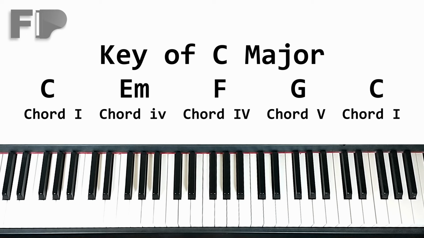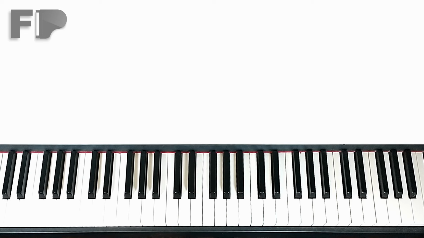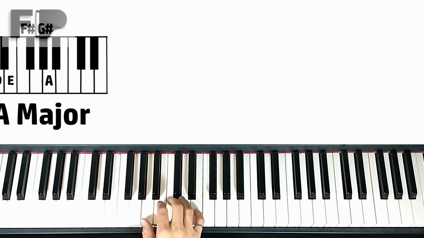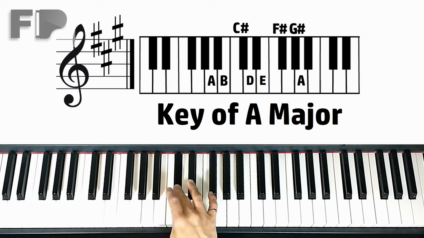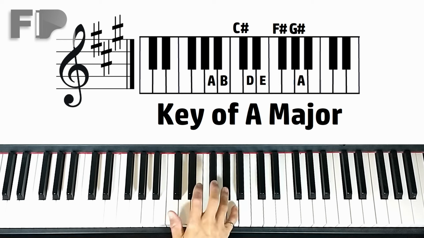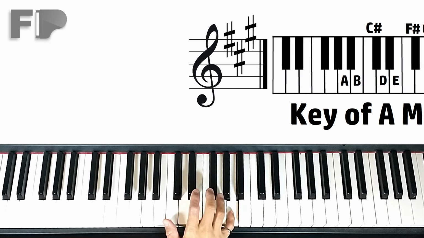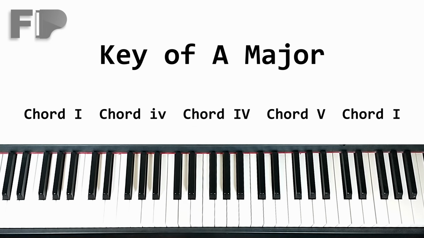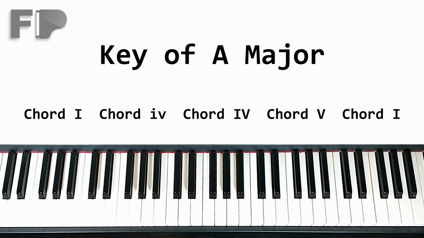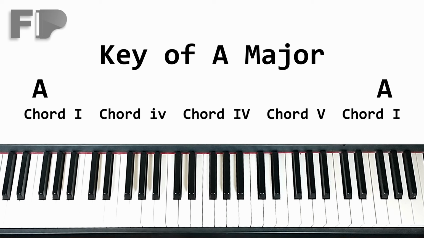Let's say we want to transpose this to A major this time. First, we'll need to know our A major scale. Now we'll need to figure out what chord 1, chord 3, chord 4, and chord 5 correspond to in the key of A major. Chord 1 is A major because A is the root note of A major scale.